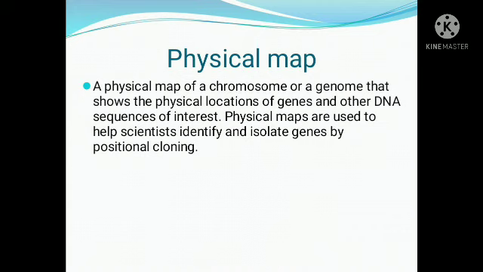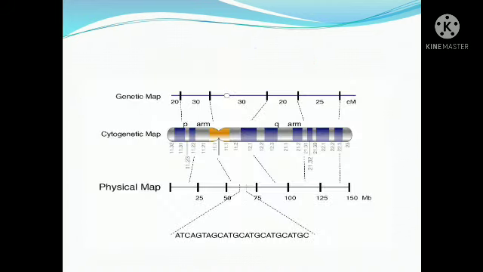Physical mapping is the isolation of segments of the human genome, where base pairs are identified and where it is exactly located is identified.